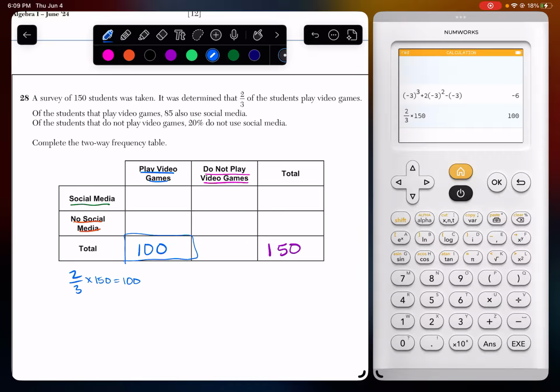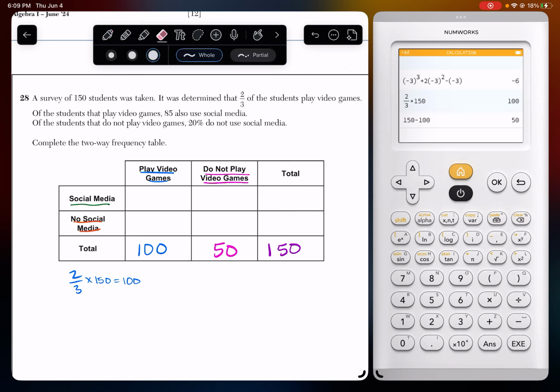If 100 students play video games, and there are 150 total, then 150 minus 100 tells me that there are 50 students left. Those must be the ones who do not play video games. Right? There's no third option, so the difference must be that.